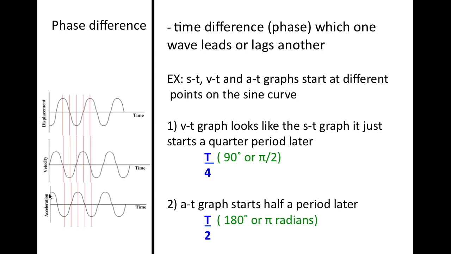If we take a look at the acceleration time graph here, and it starts right up here on the displacement graph, if you were to compare it, it has two portions, which is 1/4 each, and that is equivalent to lagging behind, having a phase difference of 1/2 the period of the displacement graph. So we have T divided by 2, also equivalent to 180 degrees, or in radians, pi.